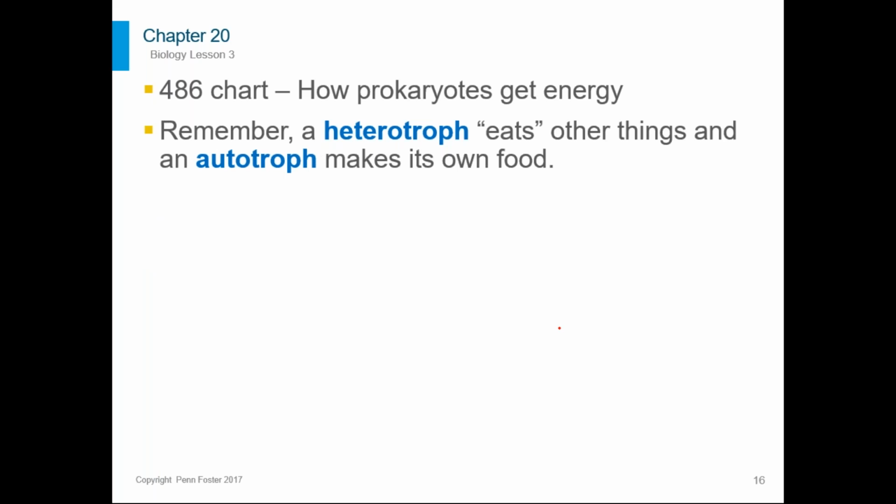So on page 486, there's a chart showing ways in which prokaryotes can capture and use energy. We learned these terms back in chapter 3 and again in chapter 8. A heterotroph eats other things, and an autotroph makes its own food.